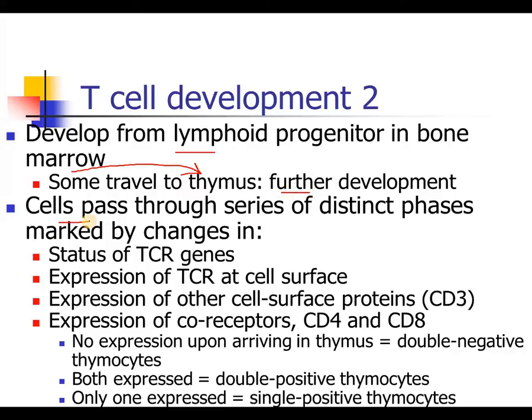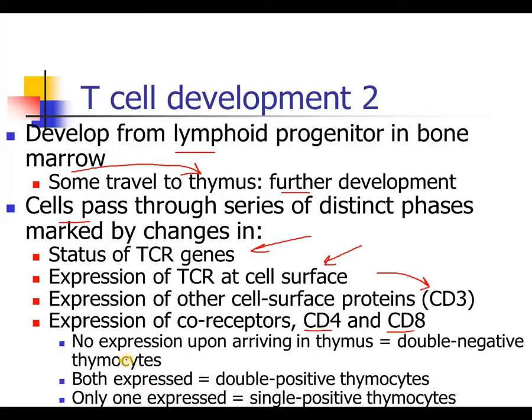So the cells that move on are going to pass through a series of distinct phases, and there are going to be changes in the status of the T cell receptor genes, the expression of the proteins of the T cell receptor at the cell surface, expression of other cell surface proteins like CD3 and zeta. And remember that T cells have co-receptors, that is CD4 and CD8.